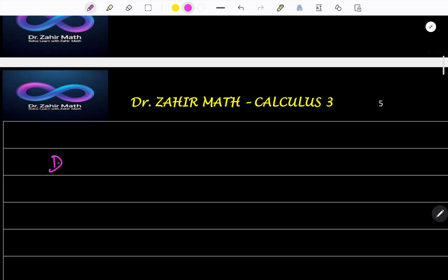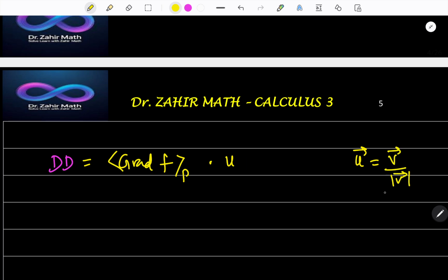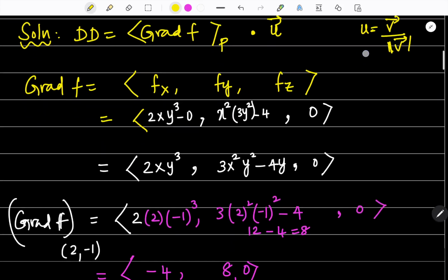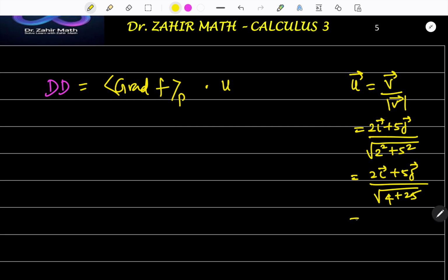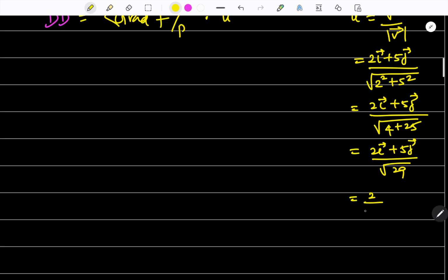So we are going for the directional derivative. What's the formula for the directional derivative? It is grad f at the point P dot u, where the u vector is equal to the v vector divided by the absolute value of the v vector. What's your v vector? 2i plus 5j. So 2i plus 5j divided by the square root of 2 squared plus 5 squared, which is 4 plus 25, so it is 2i plus 5j divided by square root of 29. Which is equal to 2 by square root of 29 and 5 by square root of 29 in the vector form.